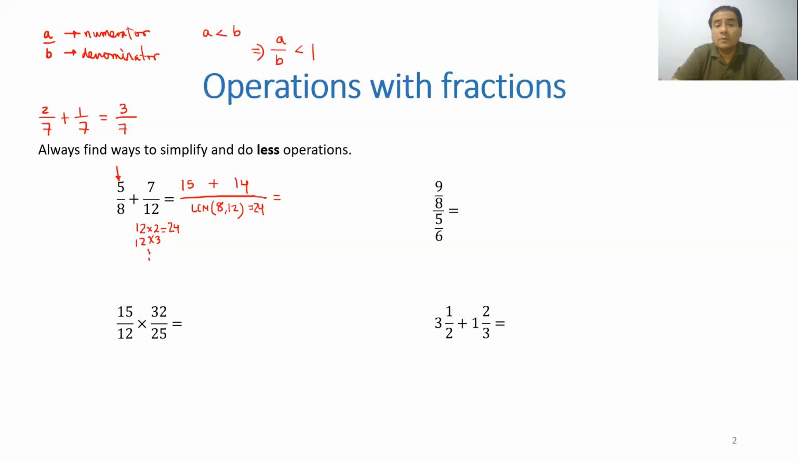And that gives us a way to sum two fractions with the same denominator now. In this case, it would be 10 over 24 plus 14 over 24. And we would get the answer as 29 over 24, all right? And that would be it.